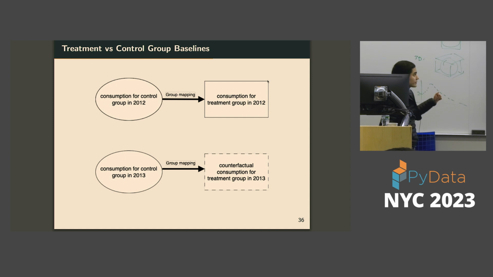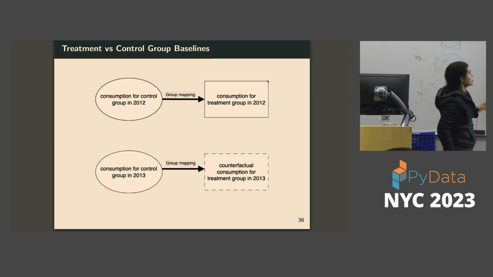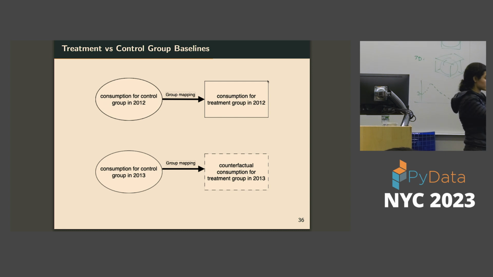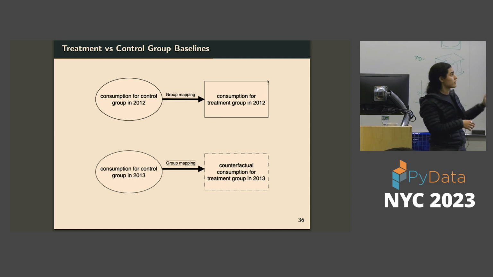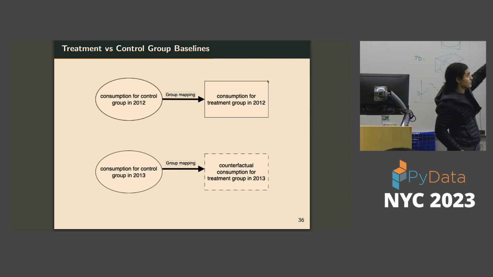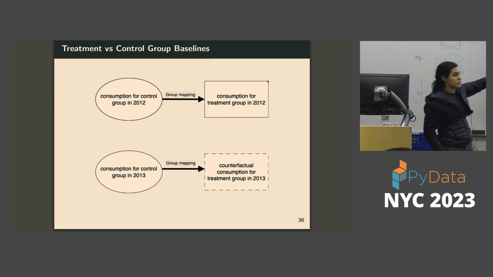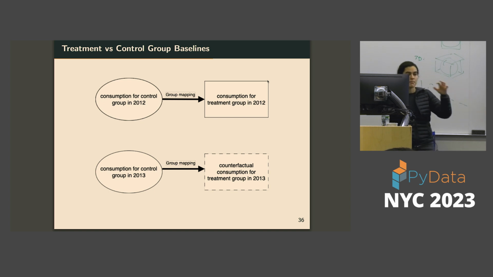So this is the first path. Let's look at the boxes on the top. If I take the consumption for the control group in 2012 and map it onto the consumption for the treatment group in 2012, and learn what that group mapping is from 2012 and apply it to 2013, I'm taking the same group, and let's assume this group mapping does not change over time. That's a simplifying assumption that I want to make. Then I can get the counterfactual consumption. So this is the first path. I am simply learning how to map one population onto another one to get the counterfactual consumption.